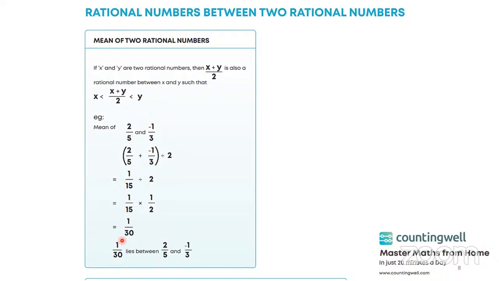So to find a rational number between two rational numbers, we will take the mean of the two rational numbers. Taking a mean of two rational numbers is nothing but taking their sum and dividing it by 2.